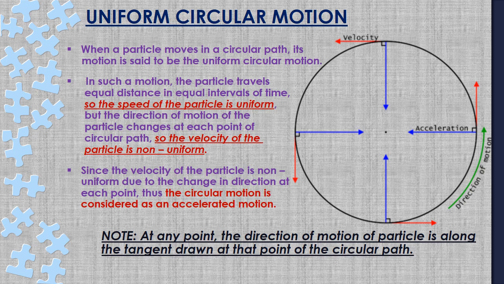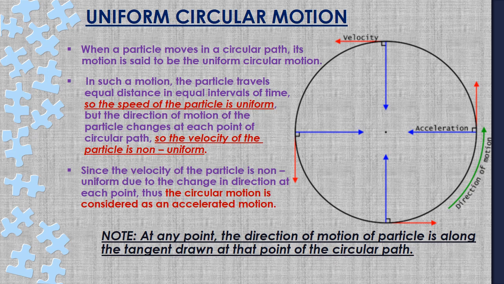For example, here in the diagram, the body is covering a circular path, and suppose its speed is 5 meter per second. That means it is covering 5 meter of distance in 1 second. So we can say the speed of the particle is uniform, but the circular motion is possible due to the change in direction at every point. We have shown this with arrows also, that at every point the direction of the motion is changing, due to which the velocity is changing. So the velocity of the particle is considered as non-uniform.